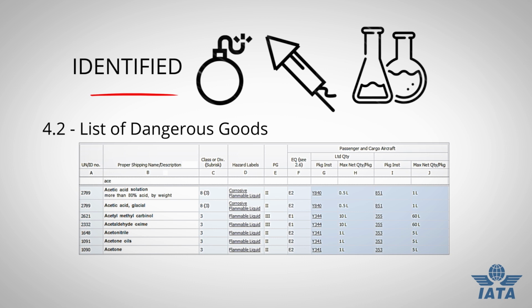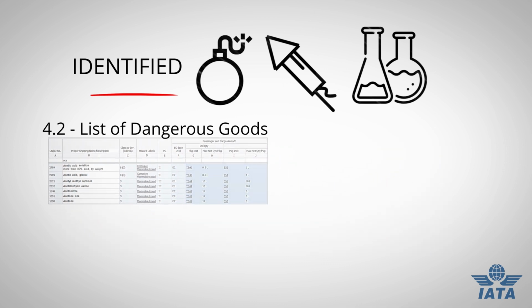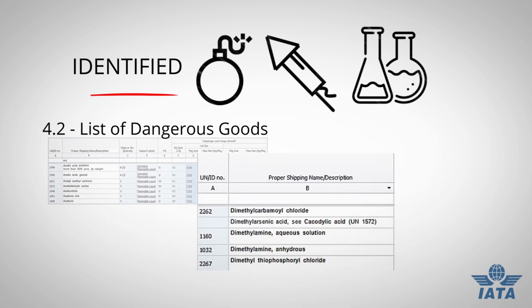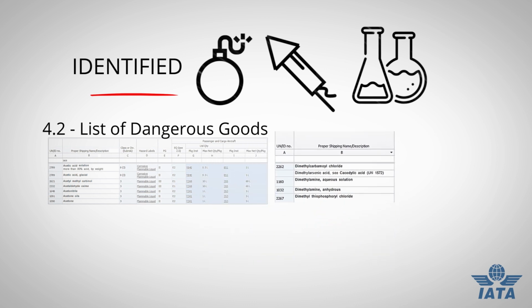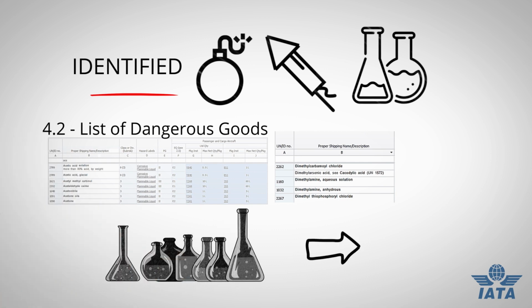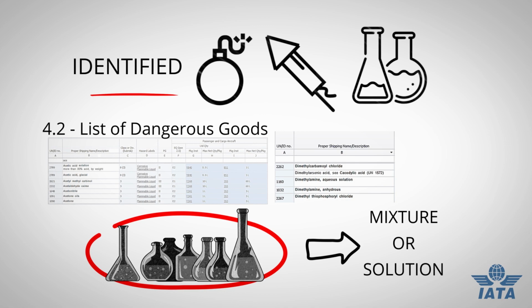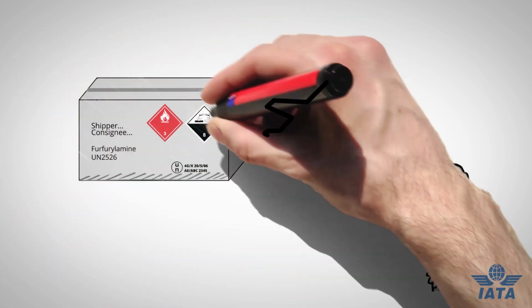The dangerous goods must be assigned to one of the proper shipping names shown in the list of dangerous goods regulations, subsection 4.2. Such substances may contain technical impurities or additives for stability or other purposes that do not affect its classification. However, a substance with technical impurities or additives that can affect its classification must be considered as a mixture or solution.